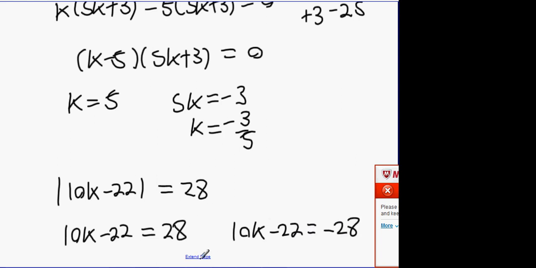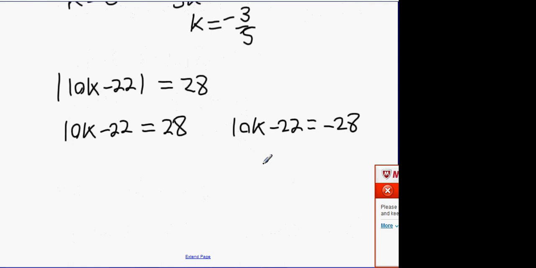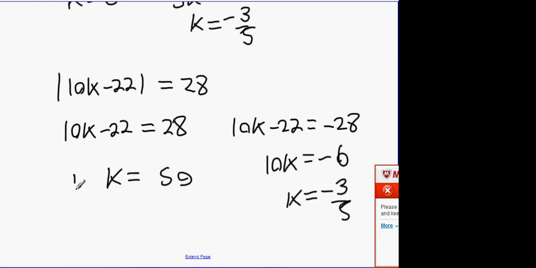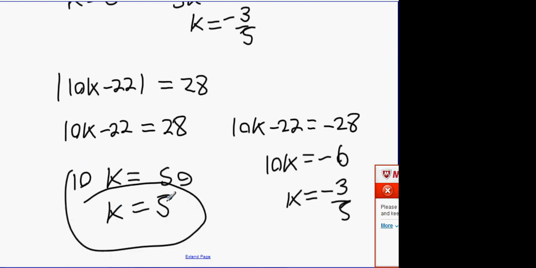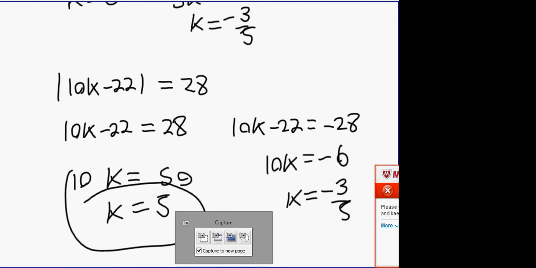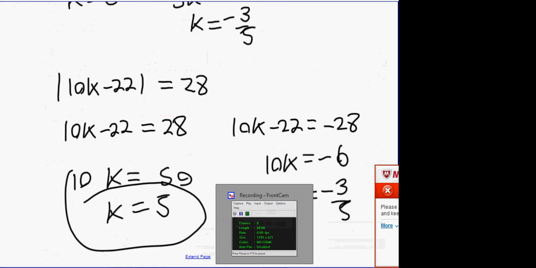That's it there. So 10k, we forgot to change to minus 28, so it's minus 6. K equals minus 3 over 5. And k in this one will be equal to 50, k equals 5. There's our two answers. There's only one correct answer because it has to be bigger than 0. Okay, there's no doubt which one's the faster one, isn't there? Okay. Alright guys.